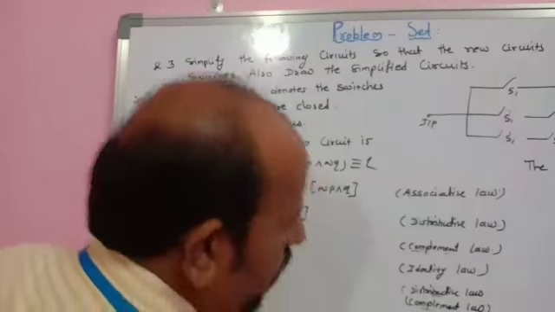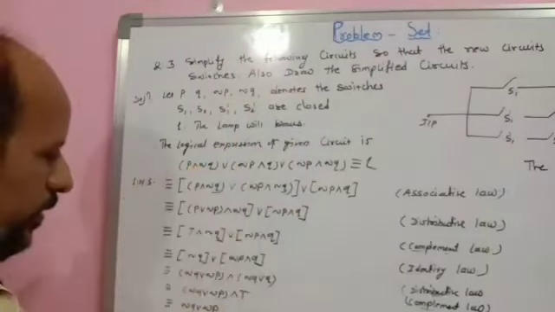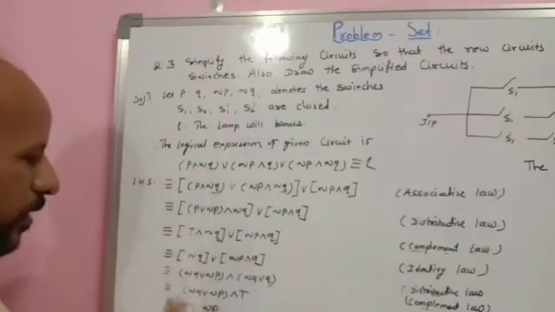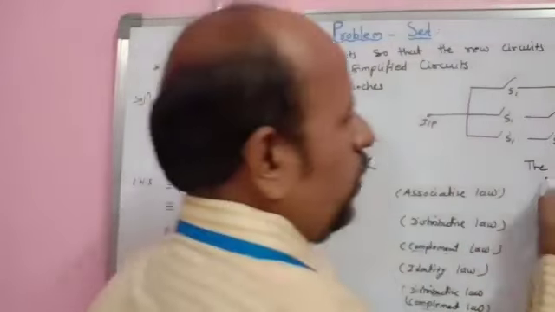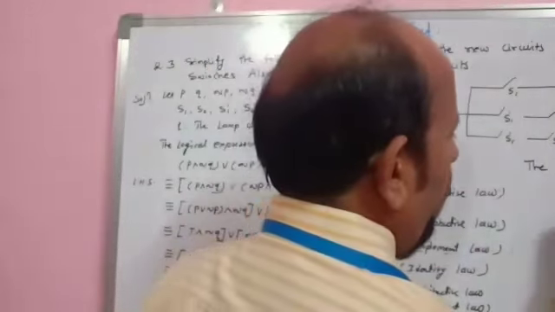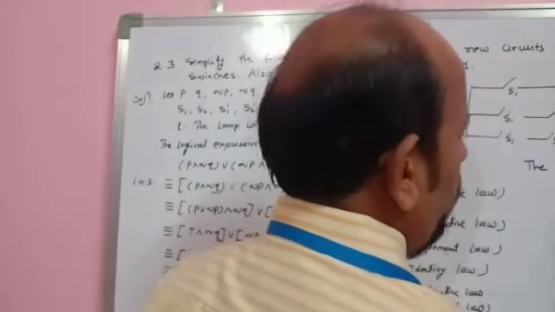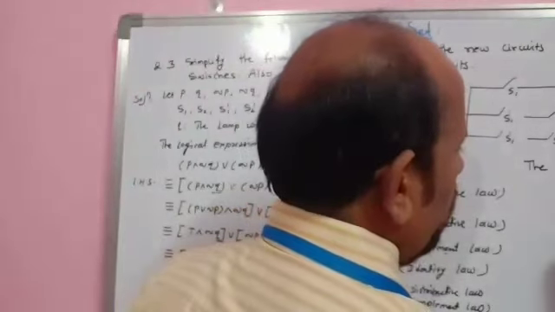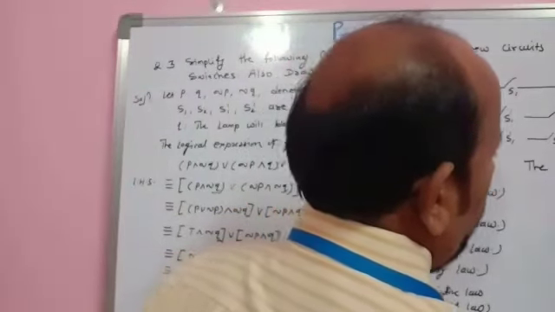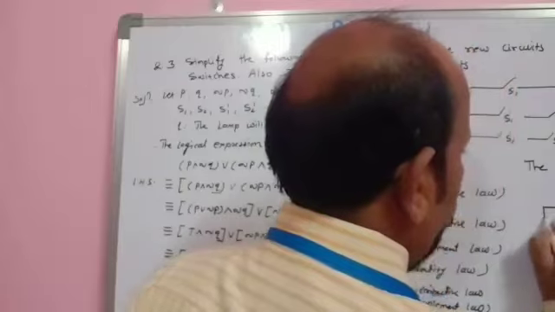At last we start from here and end here. Therefore we get the simplified form of the circuit in the form of negation P or negation Q. So we draw the simplified circuit as negation P, means S1 dash. Here the connection is or, means parallel connection, S2 dash. Therefore we draw the simplified circuit.